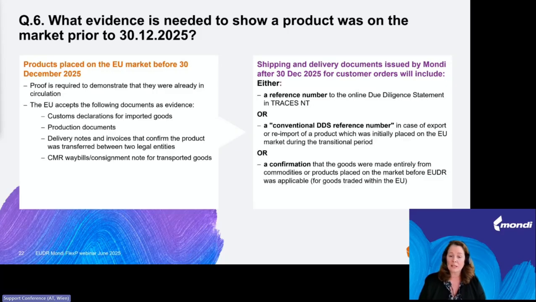you will find a conventional DDS reference number being used in the case of export or re-import of products that were placed on the market during the transition period, because for those products there are no due diligence statement requirements, therefore no numbers that could be used. And the third alternative is a confirmation that these goods were made entirely from commodities or products placed on the market before EUDR was applicable. And then the evidence that we show you on the left would come into play, potentially, if required.